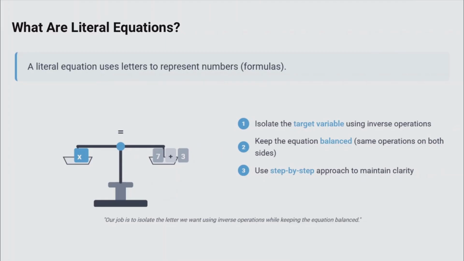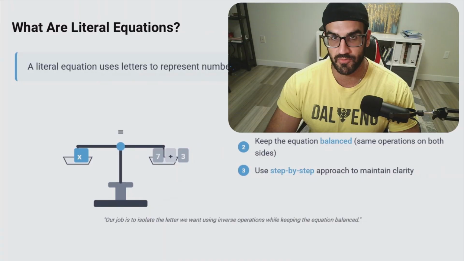So first of all, let's start with a definition. What are literal equations? Literal equations use letters to represent numbers or formulas. It means that we isolate the target variable on one side, and we use inverse operations just like in a normal equation, keep the equation balanced, and use a step-by-step approach in order to find that value.